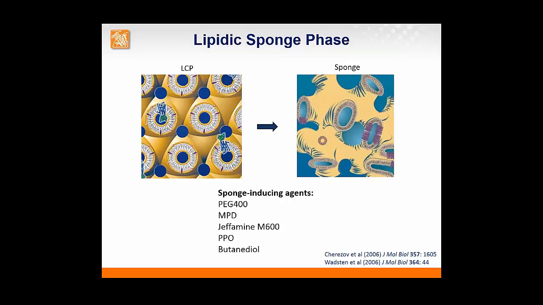This doesn't mean that you cannot crystallize your membrane protein in sponge phase. In fact, if your protein size is larger than 100 to 150 kilodalton, you should design your screens in order to induce sponge phase and try to crystallize it in a sponge phase, because diffusion of a 100, 150 kilodalton protein and larger will be severely limited in the proper lipidic phase.